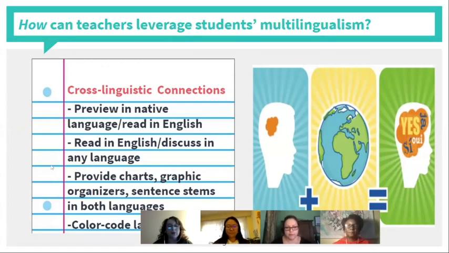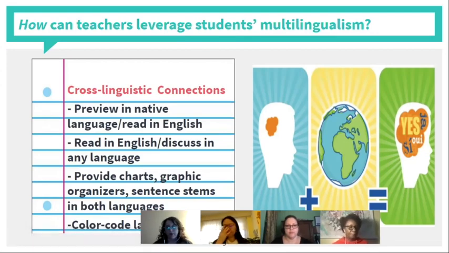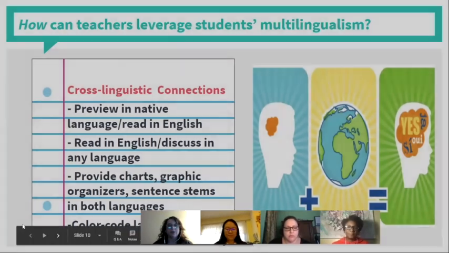The second way you can do it is to read in English and then have the discussion afterwards in another language. You can provide the charts or the graphic organizers or the sentence stems in both languages. So those who feel more comfortable doing it in Spanish, those who feel more comfortable doing it in English, and because everything looks similar, they start to make those connections. And the last one is the one we do at my school, which is to color code the languages. So blue is for English, red is for Spanish, and it helps the children see those connections.